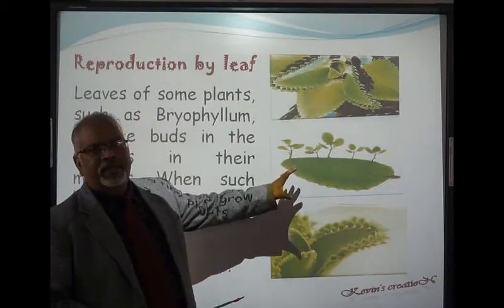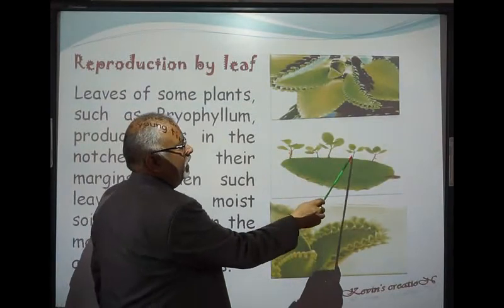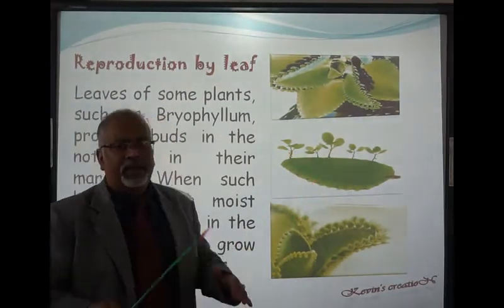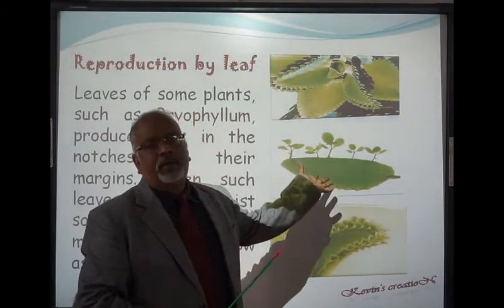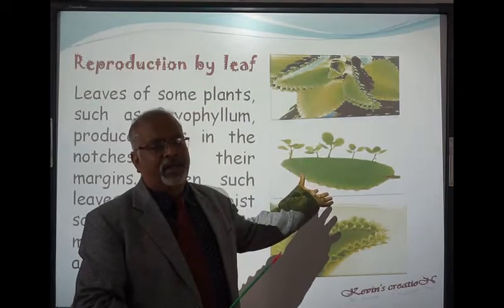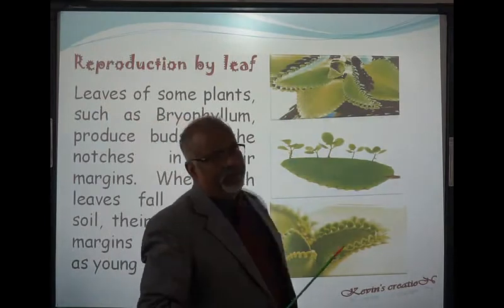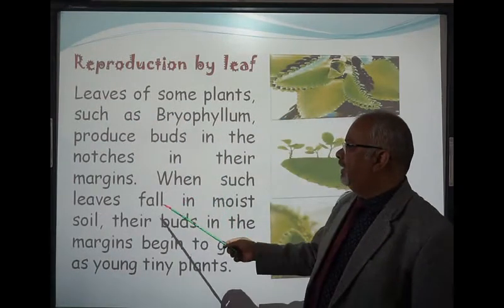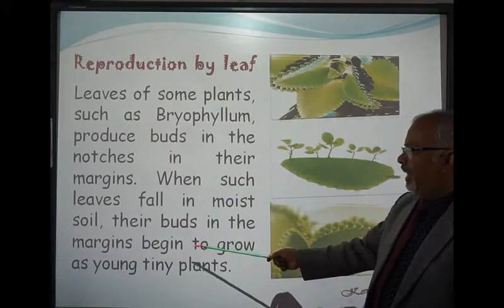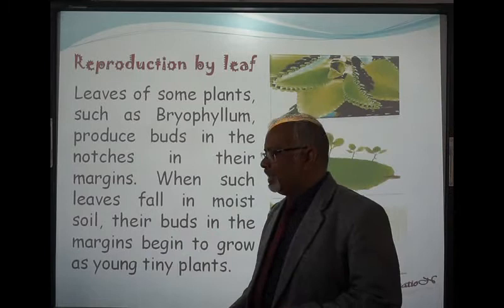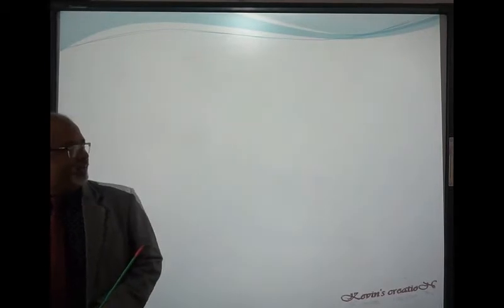I think you must have seen this type of plant. This is called bryophyllum, and these small plants here on the leaf. So whenever this leaf falls on the ground, it gives out many small bryophyllum plants. So these are various varieties of bryophyllum plants. When such leaves fall in moist soil, their buds in the margins begin to grow as young tiny plants. For this also there is one activity.